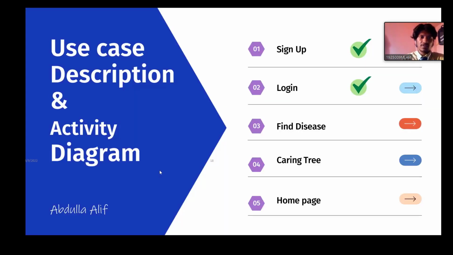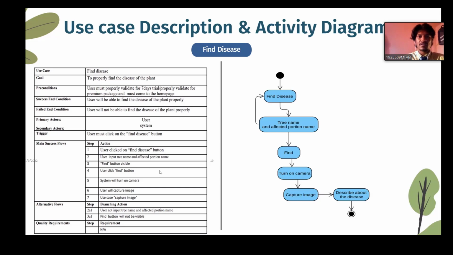Use case description and activity diagram. Here, sign up and login have already been discussed by Gaurav Burman and Ayeshandra Ripa. Now I am discussing the find disease use case and activity diagram. Here is the use case description and the activity diagram named find a disease. The use case is find the disease, and its goal is to find the disease of the plant properly.